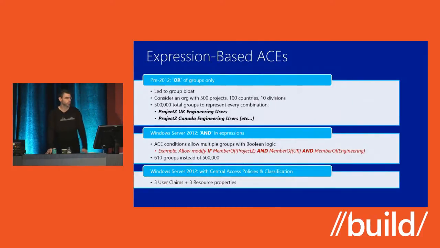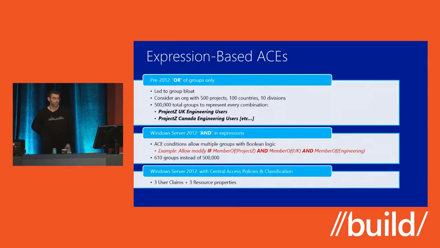So then we get in deeper into the expression-based ACEs. Now, this is the situation prior, where we could only effectively do an OR. If you think about what's going on in ACEs in a security descriptor, in an ACL, you have this ACE, and access is given if this ACE gives access, or this ACE gives access, or this ACE gives access. Those are groups. And that model leads to a thing called group bloat. To illustrate that, consider an organization that has 500 projects, 100 countries, and 10 divisions. This might sound like a contrived example, but it's not. The numbers are actually lower to protect the innocent. I've had 2 customers that wrestled exactly with this problem, and then there's others that would have, but were warned off.